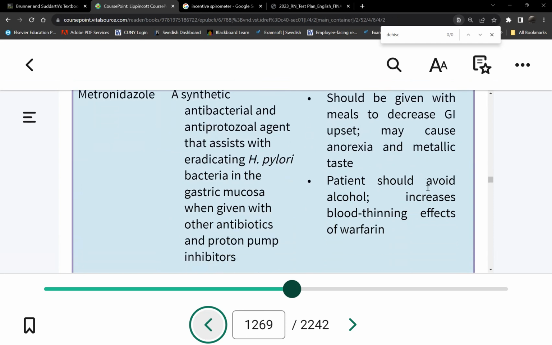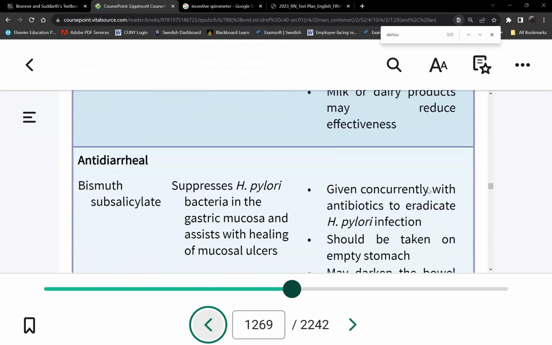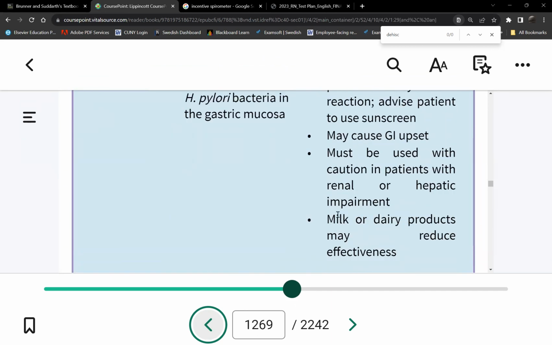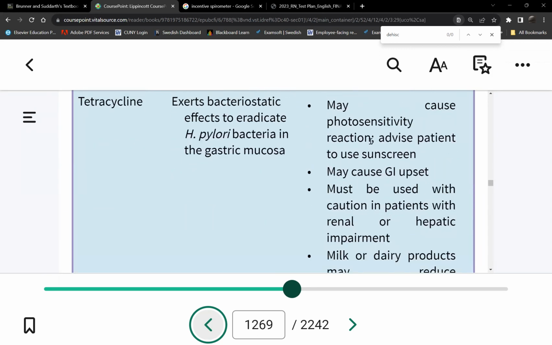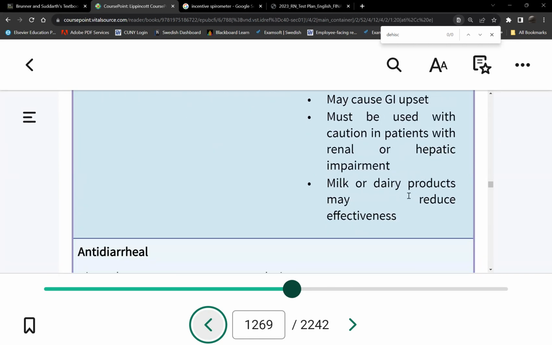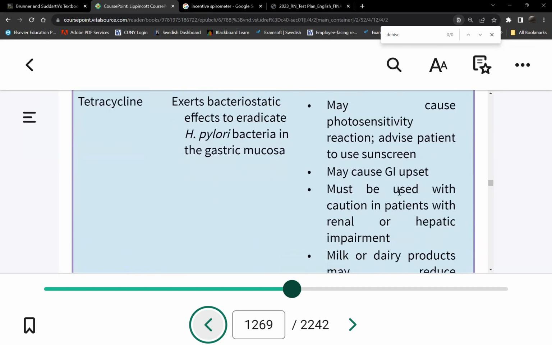Any questions? You're on your own here. So this is a lot of reading. Like I'll ask, for instance, what will you teach the patient taking tetracycline? So it causes photosensitivity. So you tell them to use sunscreen and then avoid dairy products. Plus, they're not on it forever anyway. It's a 14-day treatment, right? 2-week therapy. So after that, they're okay with dairy and sun exposure.